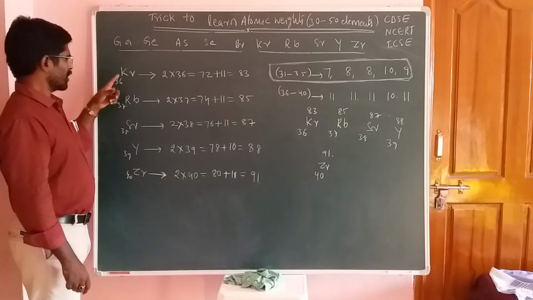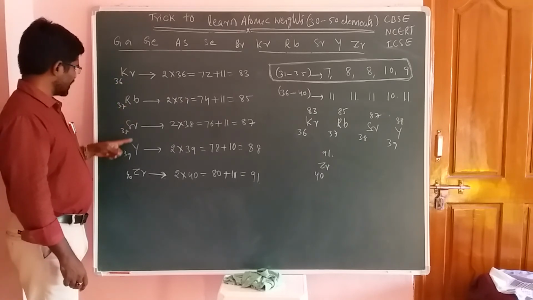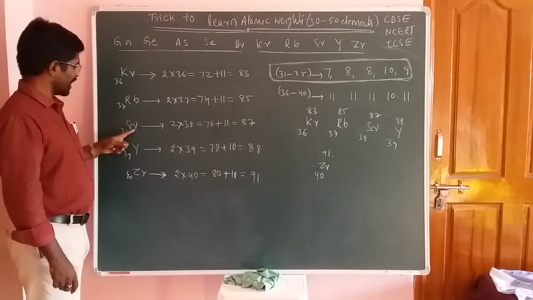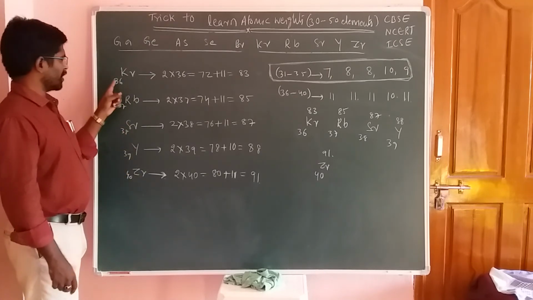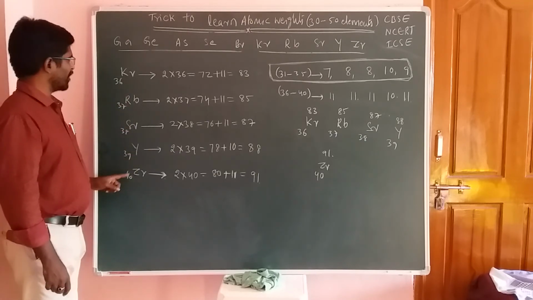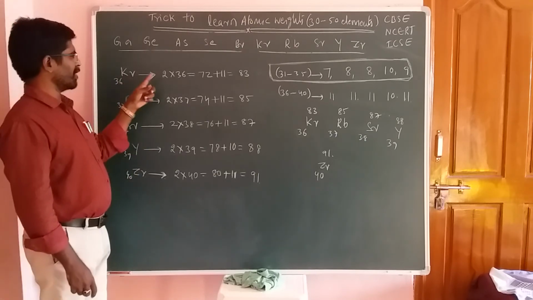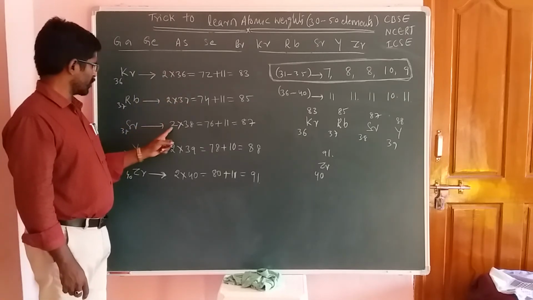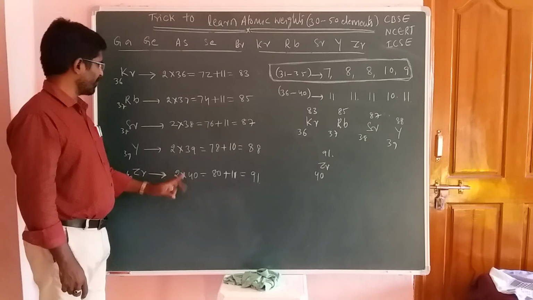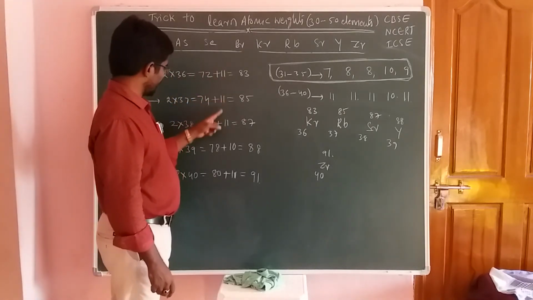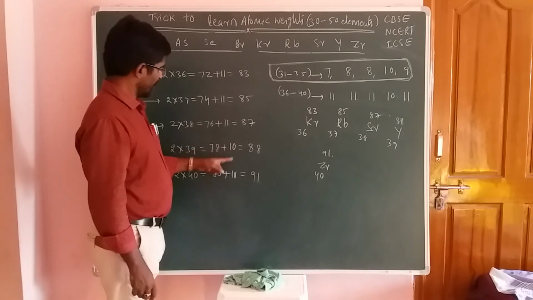For the second half of these elements: krypton, rubidium, strontium, yttrium, zirconium. Krypton atomic number 36, then 37, 38, 39 and 40. Simple thing, you should multiply with 2, even numbers. So 2 into 36, 2 into 37, 2 into 38, 2 into 39, 2 into 40. Then for the first one you should add 11, then 11 and 11, only 10 for one, and next 11.